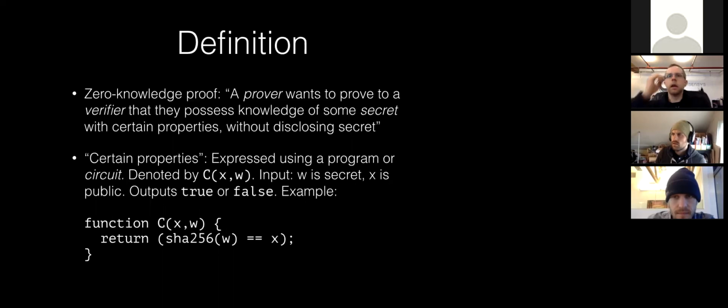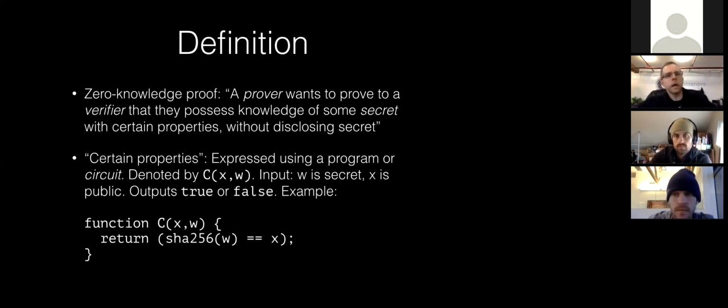Okay, this works. Anyway, what is a zero knowledge proof? The idea is that you have one person who is a prover. They want to prove to some other person, the verifier, that they have knowledge of a particular secret that has some properties, and they want to prove this without disclosing the secret itself. Okay, so this could be useful.